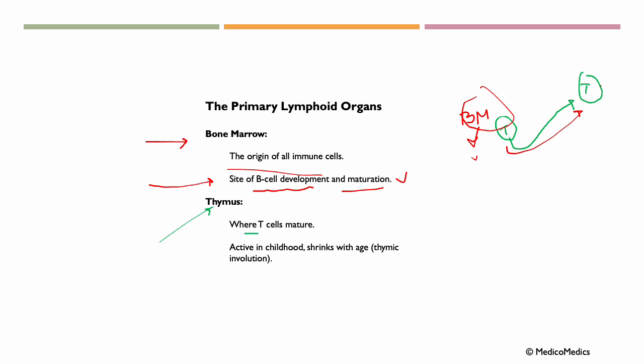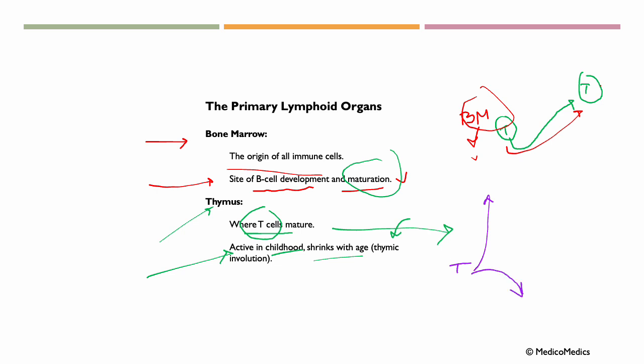So in the thymus, this is where T cells mature. And this is very active in childhood and it shrinks with age, called thymic involution. And when we say maturation, you can also think of it like education. So all the immune cells are born in the bone marrow, but in the thymus, the T cells go to school. And it's quite a good choice of word because they do learn through several processes to mature. And the idea is for this T cell to learn, for example, what to attack, what to target, but more importantly, what not to target.